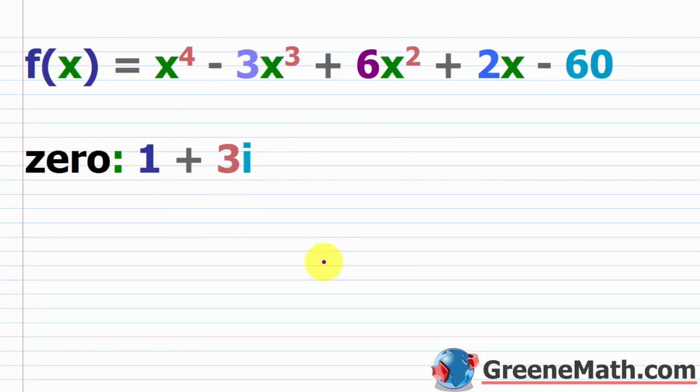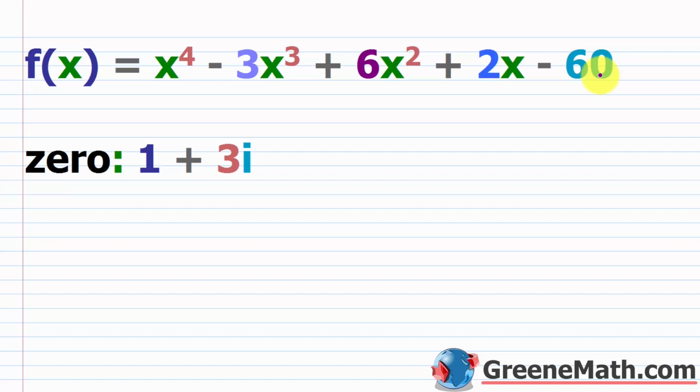All right, the next type of problem you're going to see is also pretty tedious. So suppose you're given some polynomial function, let's say f of x equals x to the 4th power minus 3x cubed plus 6x squared plus 2x minus 60. And they say find all the zeros, and they give you a complex zero.